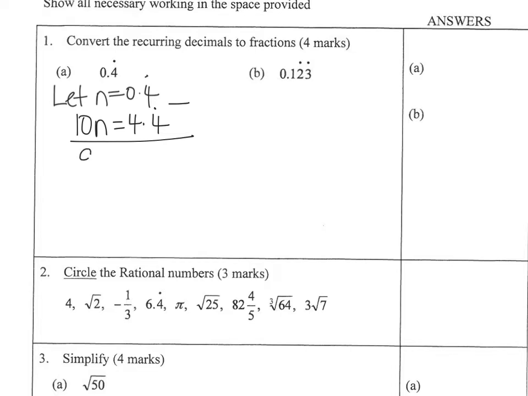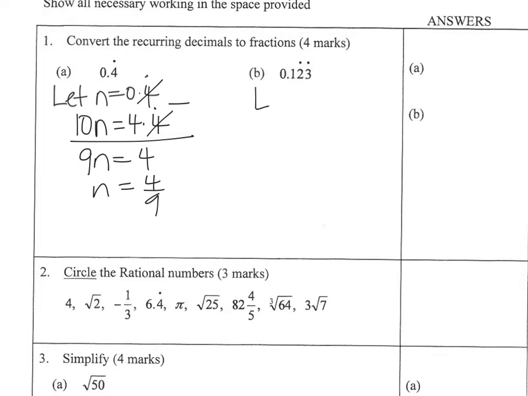10n minus 1n gets you 9n. The 4's recurring cancel each other out. 4 minus 0 gets you 4. To get rid of the times by 9, we divide by 9, or put it over 9. Now check your calculator. 4 over 9 equals 0.4 recurring.